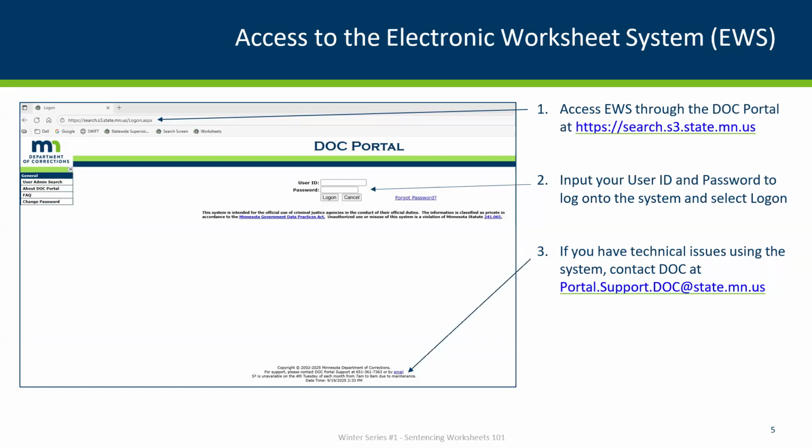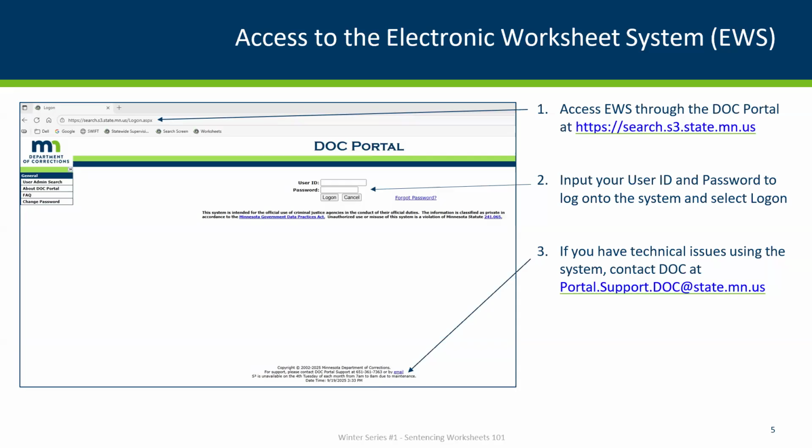So we're going to access the electronic worksheet system, which is housed on the Department of Corrections portal, where you go in to find any information related to the offender, ways that you can search for other agents, and other information that comes up on the portal. We're in there too. So you only need that single user ID and login to access the system.